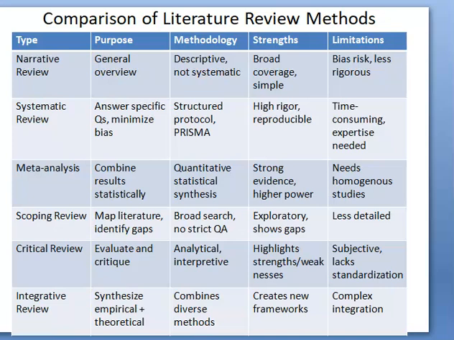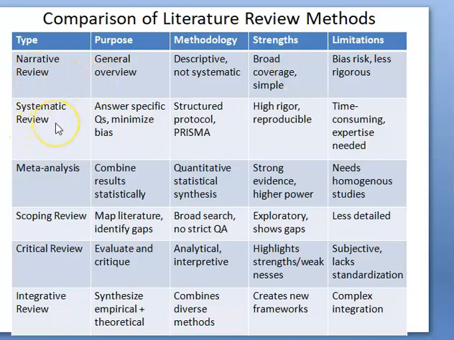In this video, we try to summarize all the different types of literature review methods that we have looked at in this particular series. First of all, we have covered the narrative review, which is a general overview comparing the pros and the cons. In this, it is largely descriptive and not systematic. It is broad coverage and simple to perform.